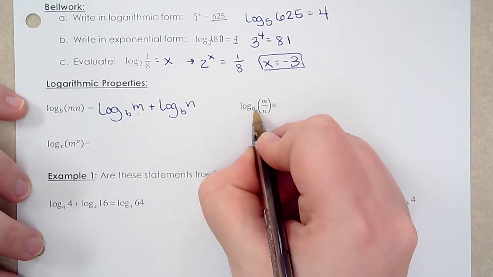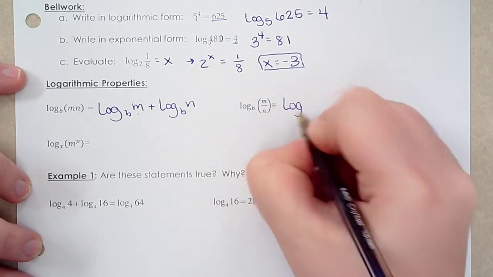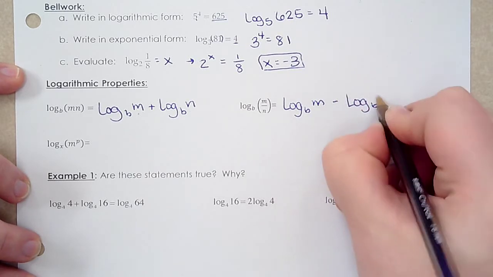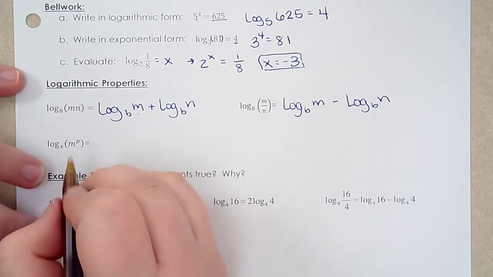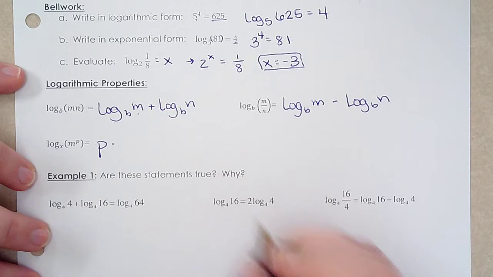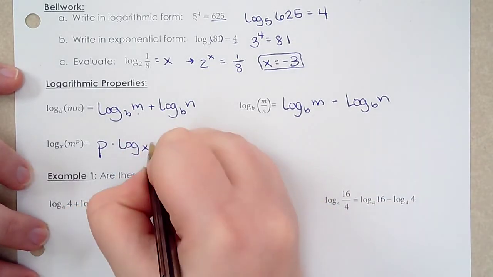Same thing here, we're just adding what's inside those parentheses. When we have log base b of m divided by n, it's the same thing as log base b of m minus log base b of n. And finally, when we have something raised to a power, we're going to bring that power out front and say it's multiplied by log base b of m.